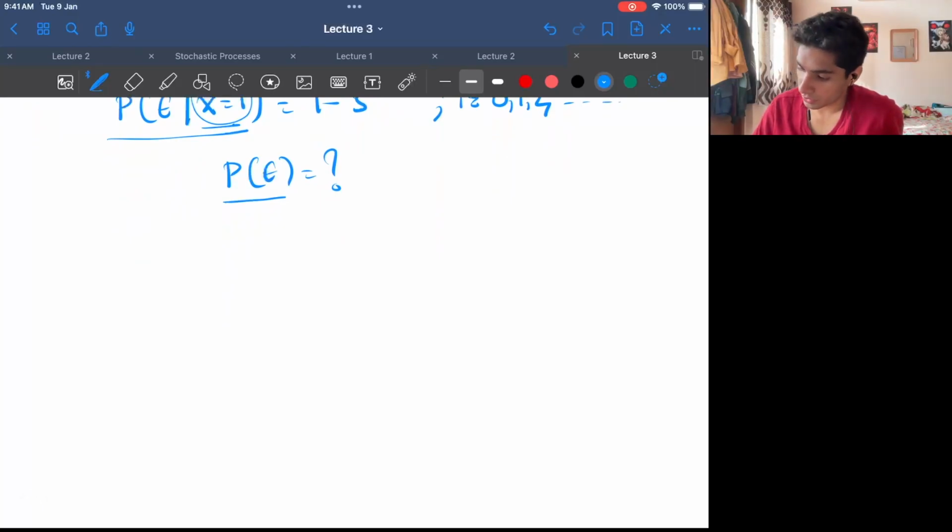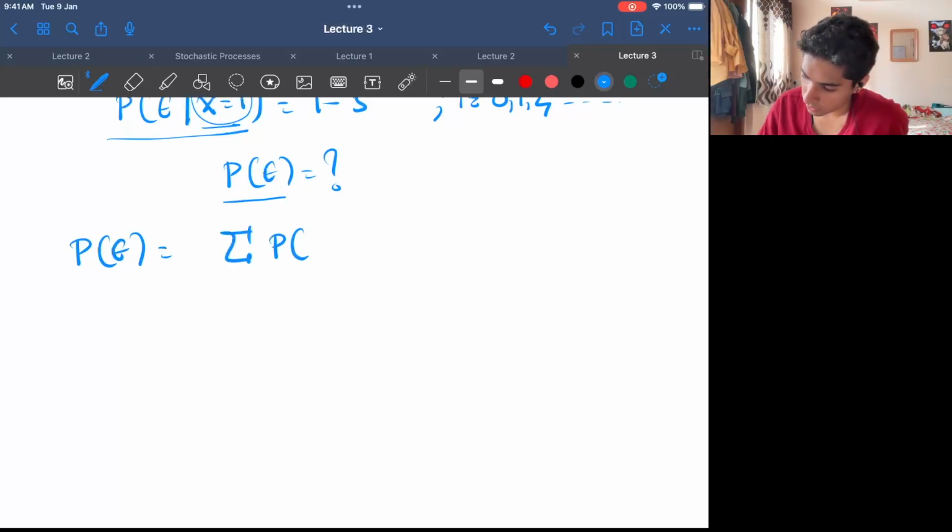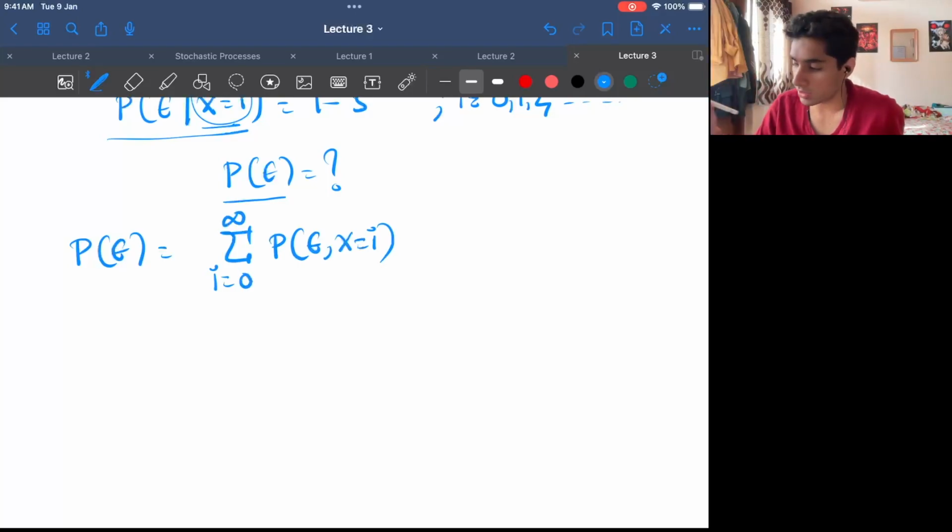So here we will use the law of total probability, which says that the probability of E is equal to, what? The summation over x of the probability of E comma x equal to i, where i goes from 0 to infinity. So this is like marginalization of x, right? I hope you have seen this identity.